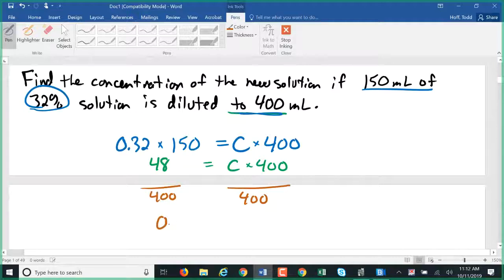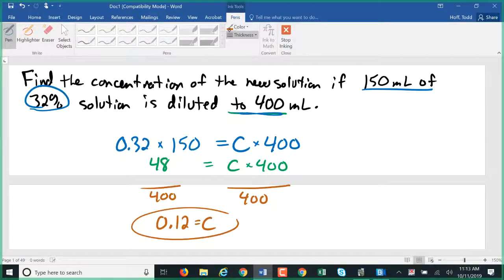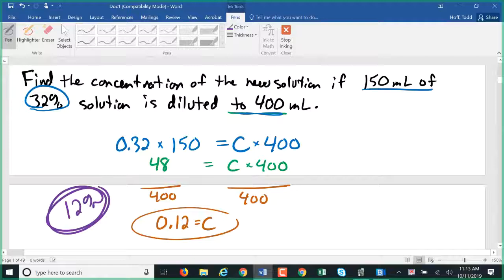48 divided by 400, 0.12. So the new concentration is 0.12, or 12%. Now this formula is very versatile. I am stuck in the habit of changing my percents to decimals before I plug them into any formula. With this formula, since there's a concentration on each side, I don't have to change it to a decimal, as long as I am consistent and do it the same on both sides.